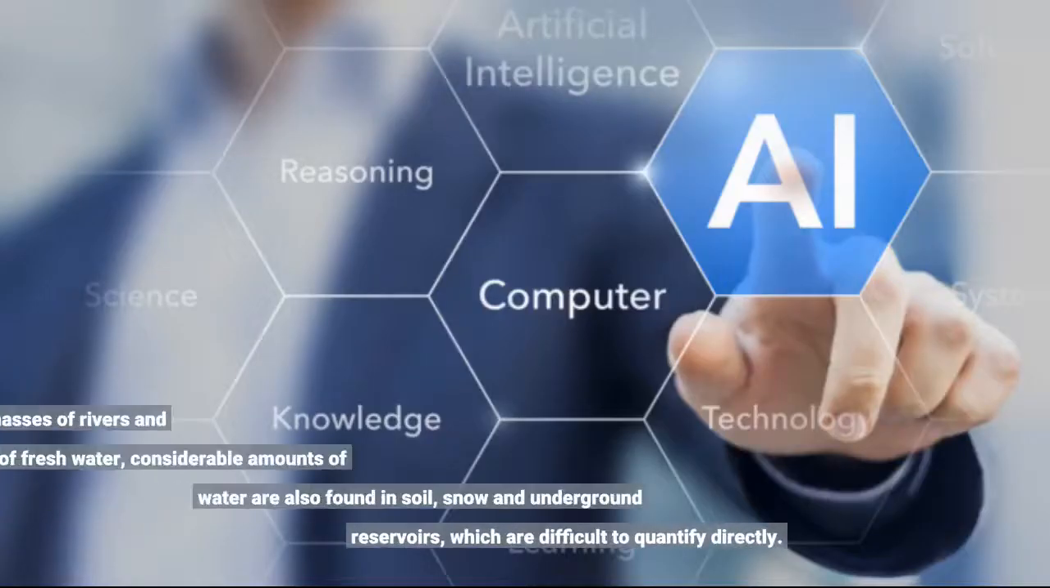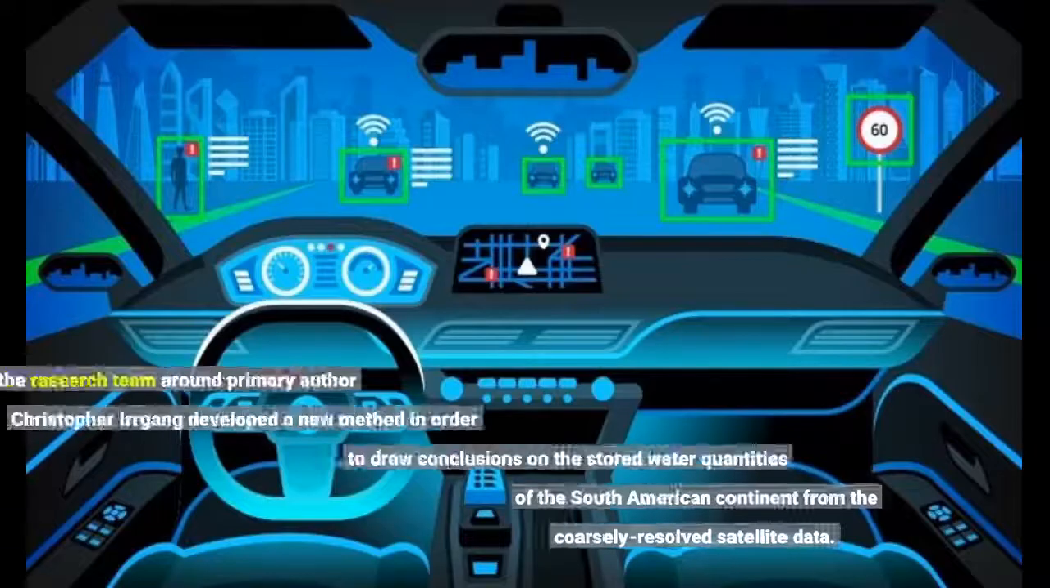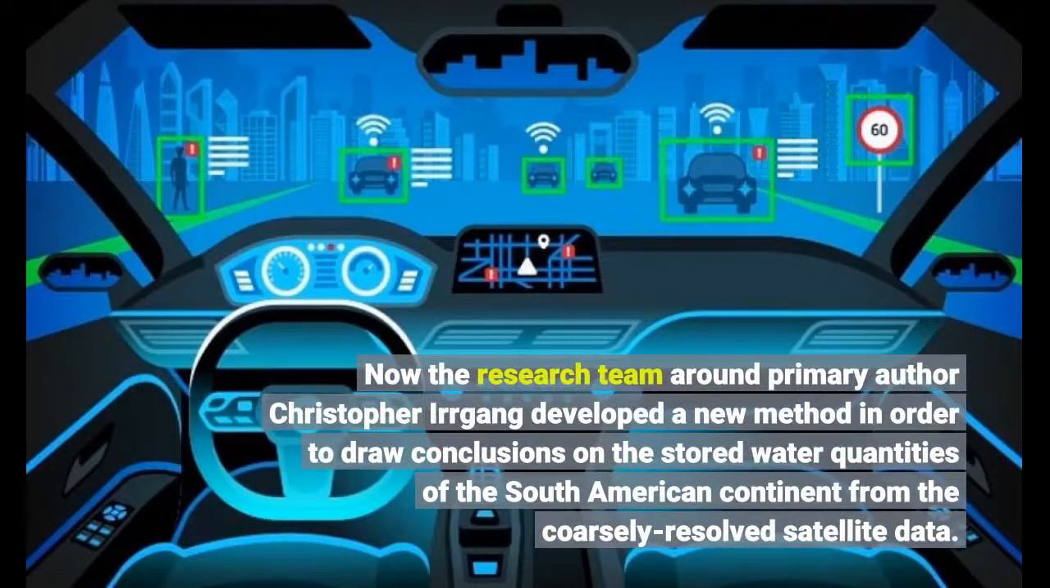In addition to the water masses of rivers and other bodies of fresh water, considerable amounts of water are also found in soil, snow and underground reservoirs, which are difficult to quantify directly. Now the research team around primary author Christopher Irrgang developed a new method in order to draw conclusions on the stored water quantities of the South American continent from the coarsely-resolved satellite data.